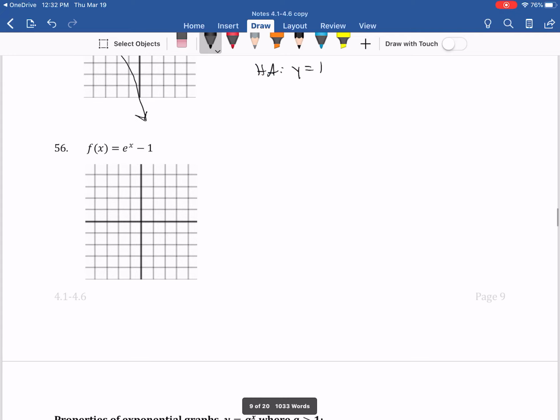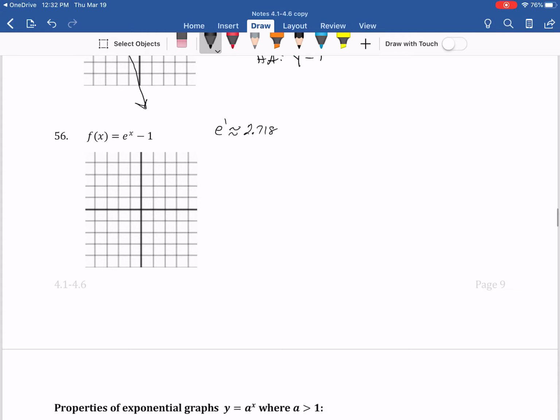Number 56, e to the x. Now, e is an irrational number. Its approximate value, e to the first, is approximately 2.718, and it goes on forever. It's similar to the idea of pi. You know about pi. So e is another irrational number. It's used quite a bit in the science fields. Finance uses this irrational number e as well. You'll see this pop up in different future classes. Maybe you've already seen it. So that's just a base. It's a number. It's approximately 2.7.